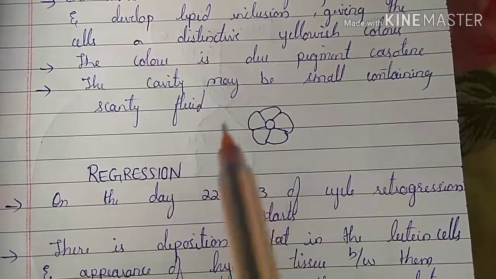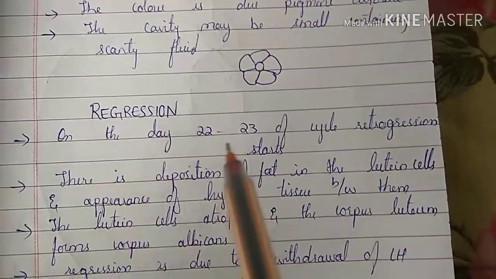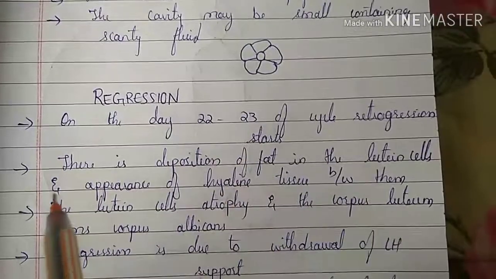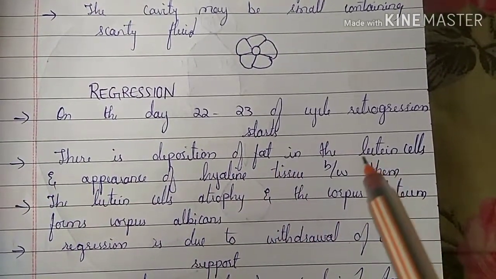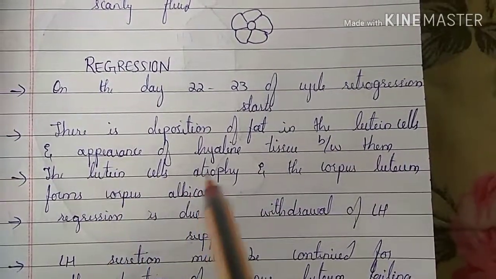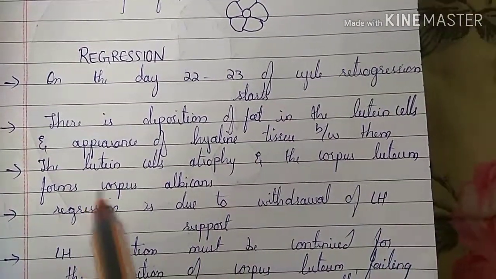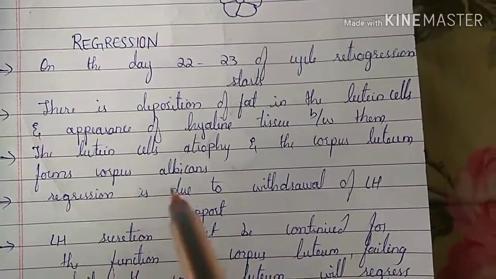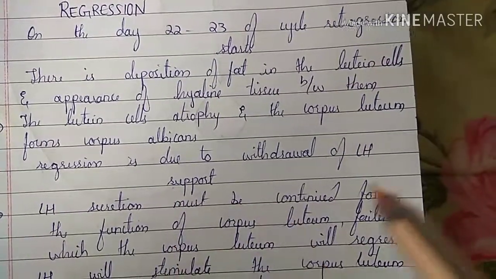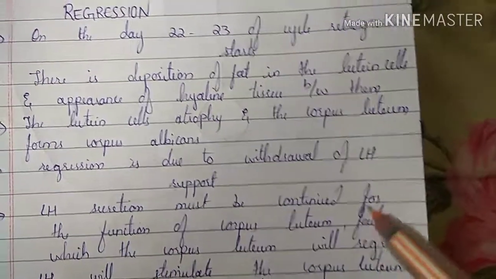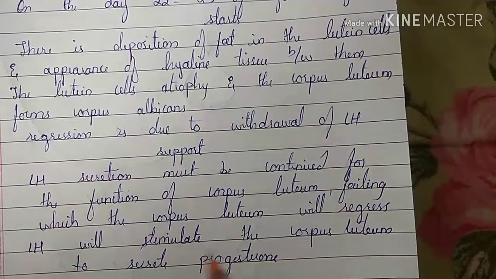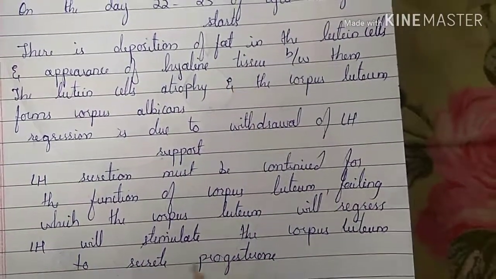Then comes regression of the corpus luteum. On the 22nd and 23rd day of the cycle, retrogression starts. There is deposition of fat in the lutein cells and appearance of hyaline tissue between them. The lutein cells atrophy and the corpus luteum forms the corpus albicans. Regression is mainly due to withdrawal of LH support. LH secretion must be continued for the function of the corpus luteum, failing which the corpus luteum will regress. LH will stimulate the corpus luteum to secrete progesterone.